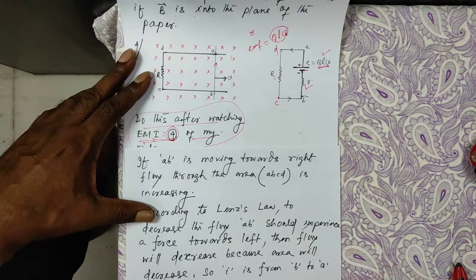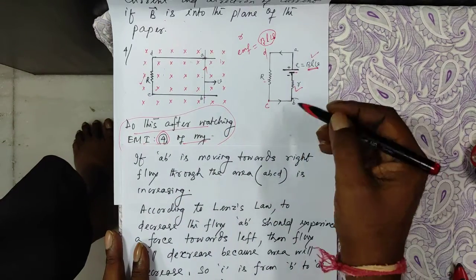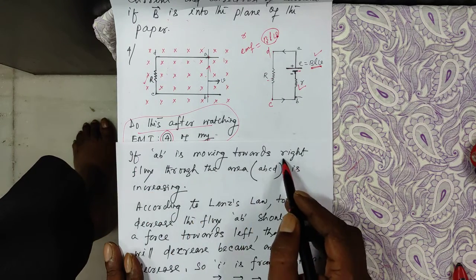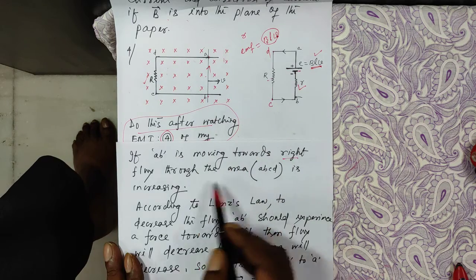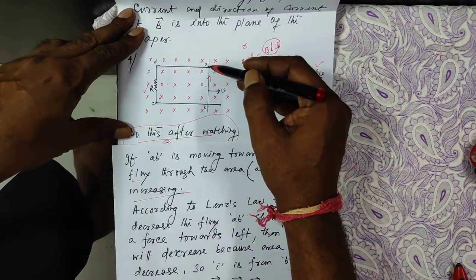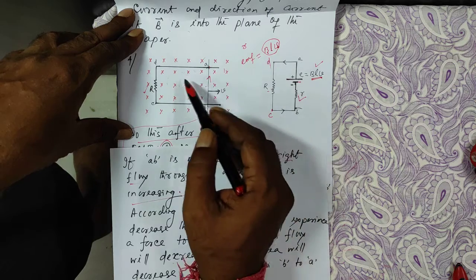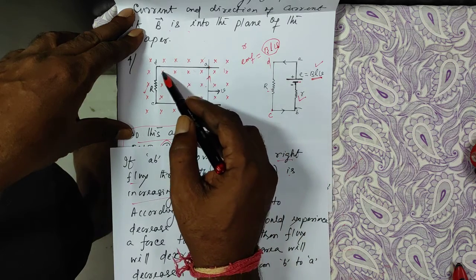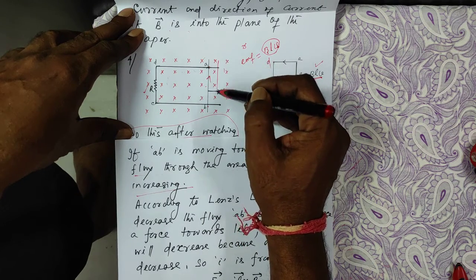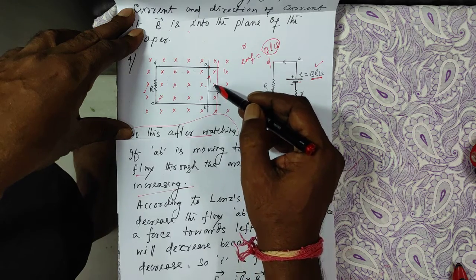So now I will explain why the direction of current will be from B to A. Now if AB is moving towards right, as in this numerical, flux through the area ABCD is increasing. Before moving, the number of lines of force passing through this was 1, 2, 3, 4, 4 into 3, 12. If AB is here now, then the number of lines of force passing through this has increased by 3.